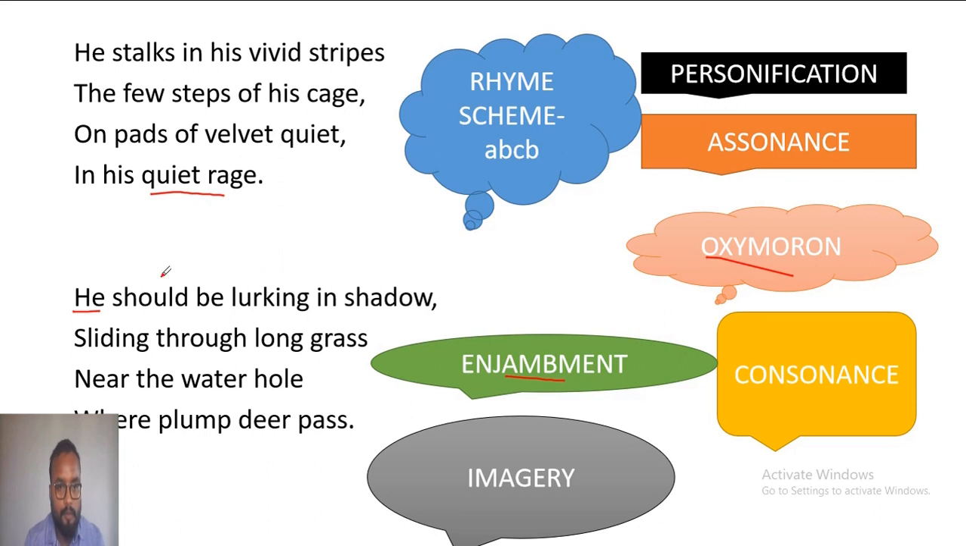One more figure of speech in the last line: you can see the P sound is repeated. It forms alliteration. P sounds in plump and pass. P is repeated, so again it forms alliteration. This time it is not consonance, it is alliteration because the P sound comes in the starting of these two words.